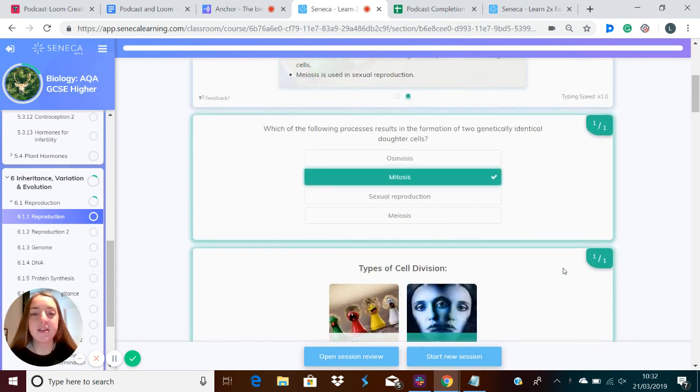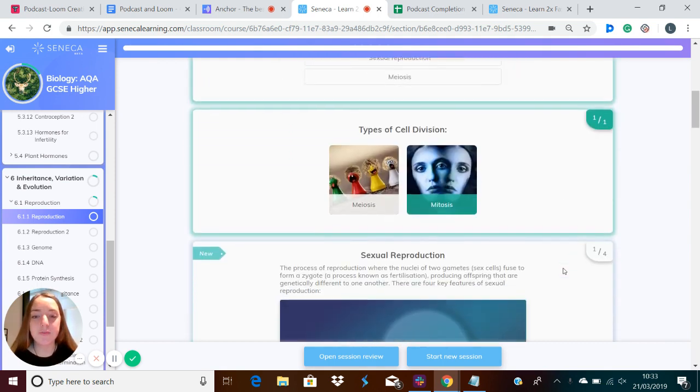So in mitosis, you get two cells produced, and these are genetically identical, whereas in meiosis, you get four cells produced, and these are non-identical.